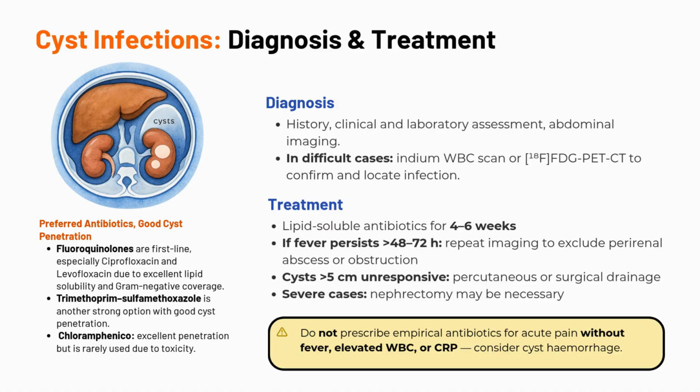If fever persists beyond 48 to 72 hours, reassess aggressively. Repeat imaging to rule out obstruction or perinephric abscess. A large cyst greater than 5 centimeters or non-responding infection requires drainage. This can be percutaneous or surgical depending on accessibility. In rare severe cases with recurrent uncontrolled infections, nephrectomy may be necessary. Don't treat empirically without evidence of infection. If the patient has pain without fever or inflammatory markers, think cyst hemorrhage, not just an infection.